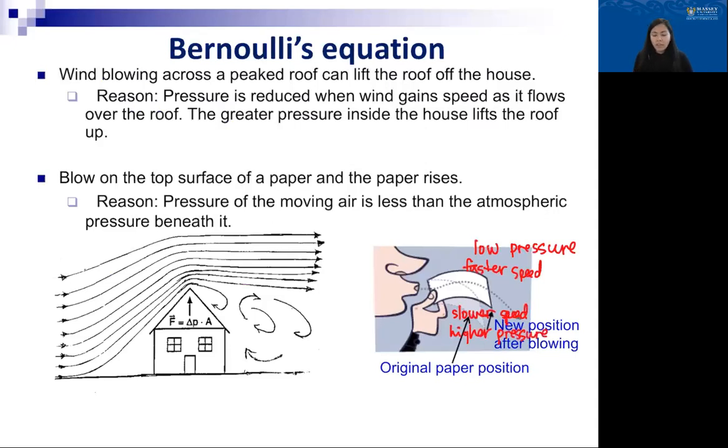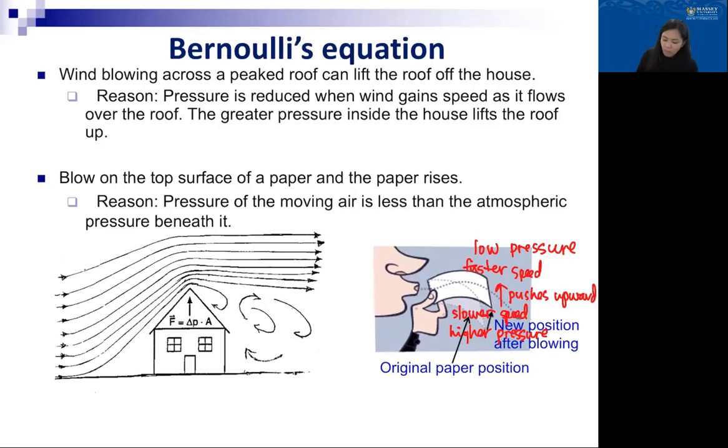Right? Okay, the higher pressure below the paper actually pushes the paper upwards. Okay, remember pressure is equal to force over area. So higher pressure is equivalent to saying there is a higher upward force from below the paper as opposed to a smaller downward force because of the lower pressure above the paper. And that's why the paper moved upwards when I blew above it instead of moving downwards.